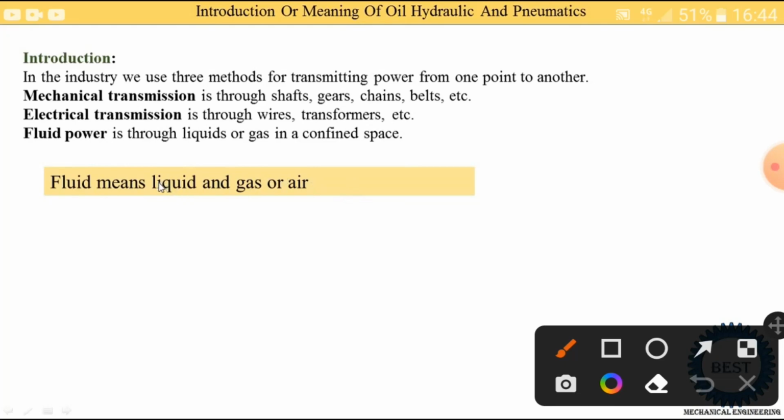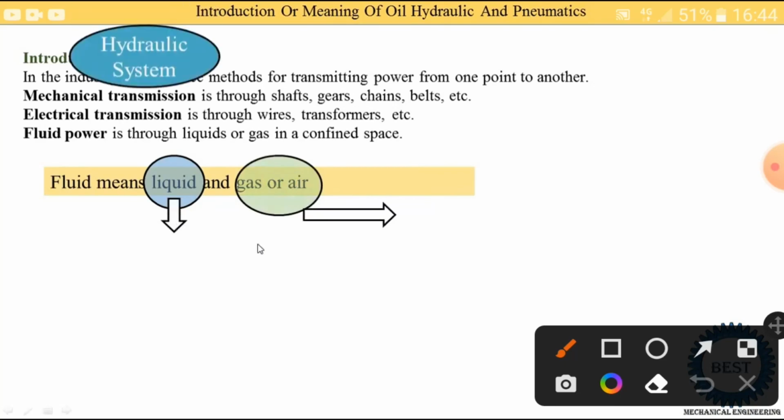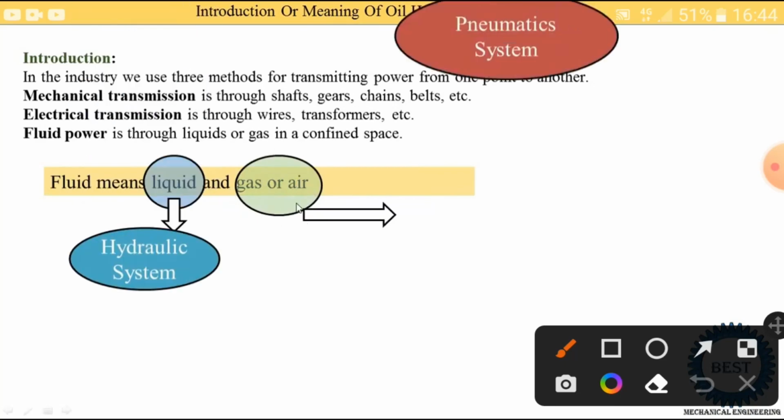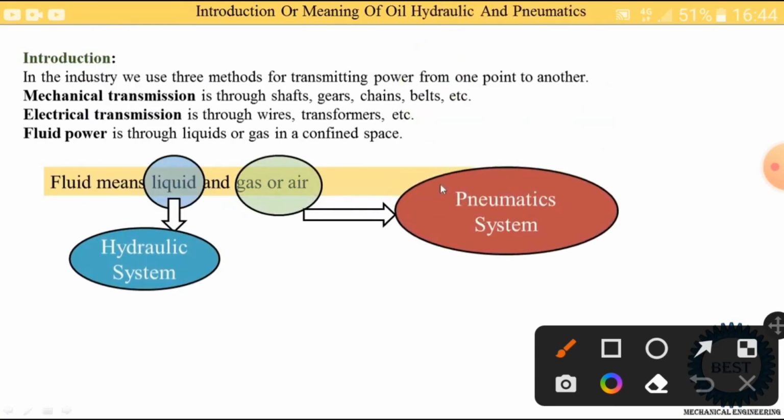So one is the liquid. Any system operated by liquid is called a hydraulic system, and any system operated by gas or air is called a pneumatic system. So hydraulic systems and pneumatic systems come under fluid power.